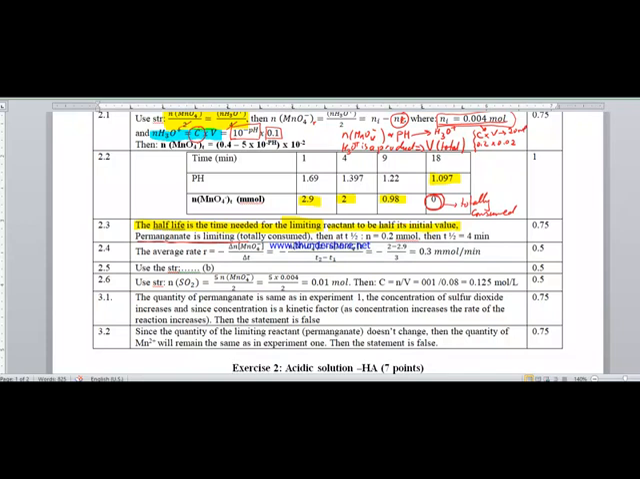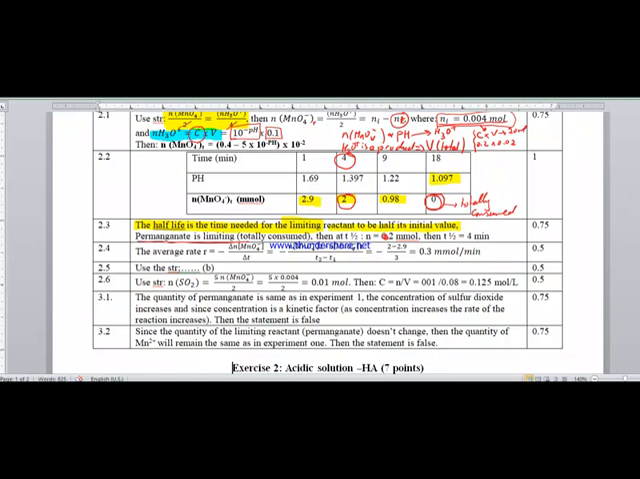We divide it by 2, so we have 2 millimole. 2 millimole at T half is equal to 4 minutes. This is the T half. This is the quantity of the potassium permanganate at the half-life. So the trick here is that we must deduce the limiting reactant.